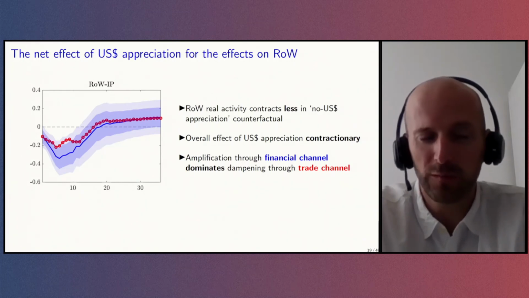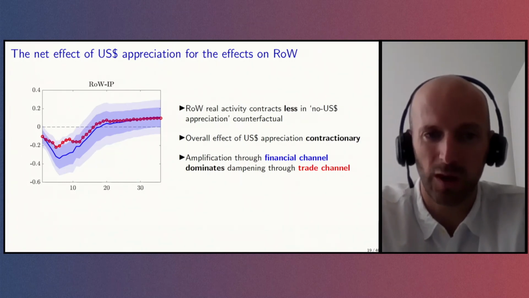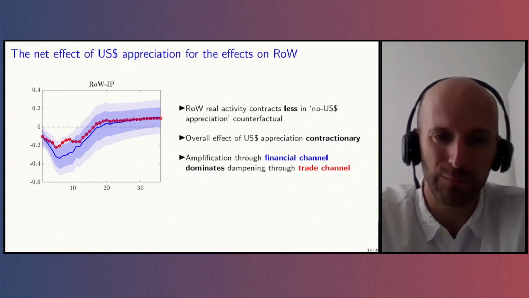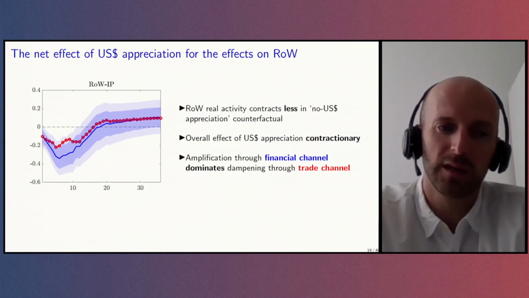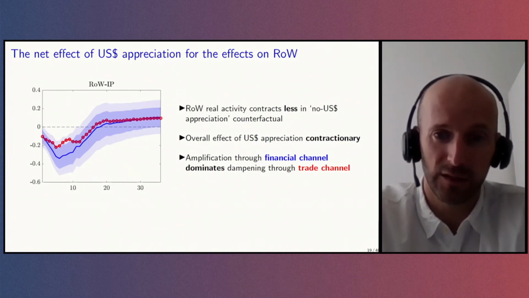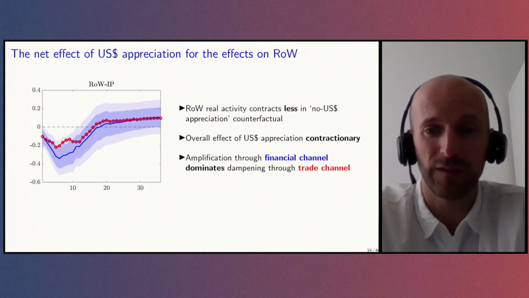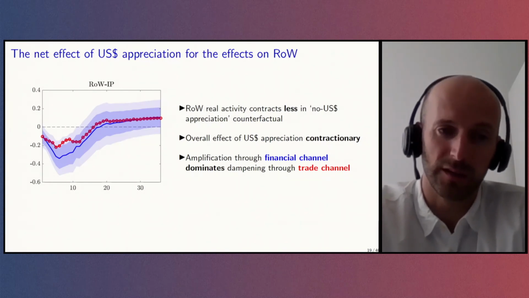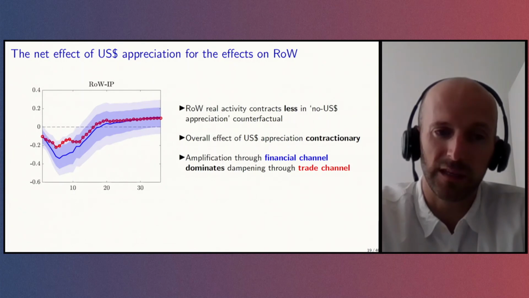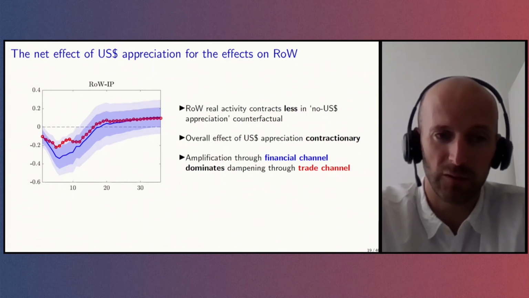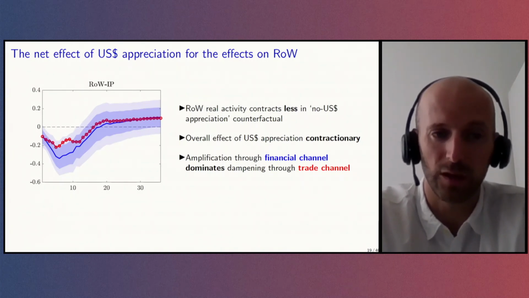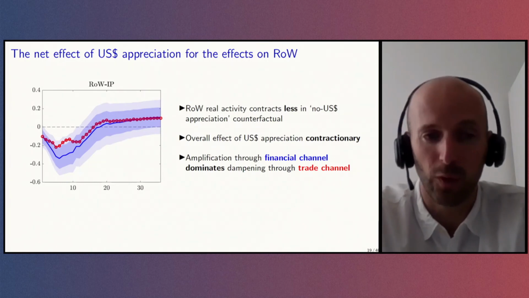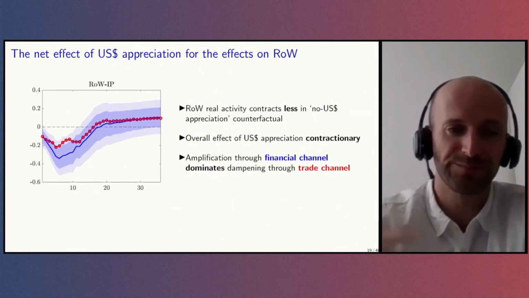So what we conclude from this chart is that in net terms, on balance, dollar appreciation amplifies the globally contractionary effects of risk shocks, or in other words, the financial channel trumps the trade channel, which, again, I think is an interesting finding against the background of conventional wisdom that attaches an important role to the exchange rate as a shock absorber.